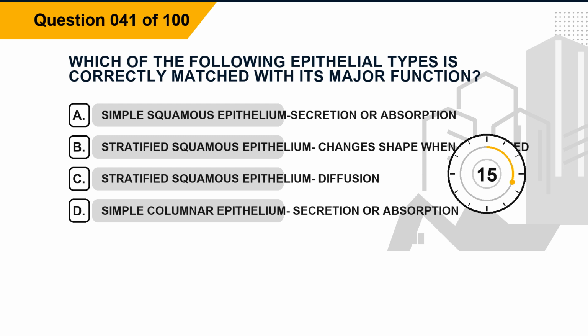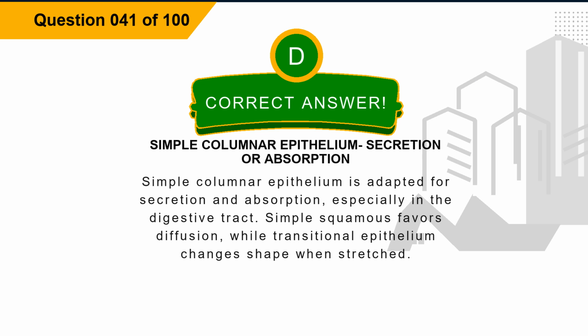Option A. Simple squamous epithelium, secretion or absorption. Option B. Stratified squamous epithelium, changes shape when stretched. Option C. Stratified squamous epithelium, diffusion. Option D. Simple columnar epithelium, secretion or absorption. The correct answer is option D. Simple columnar epithelium, secretion or absorption. Explanation. Simple columnar epithelium is adapted for secretion and absorption, especially in the digestive tract. Simple squamous favors diffusion, while transitional epithelium changes shape when stretched.